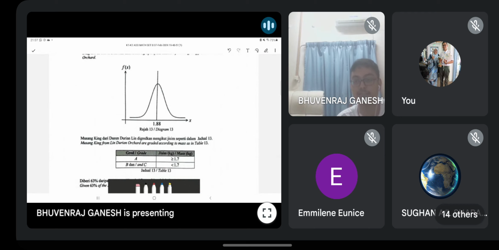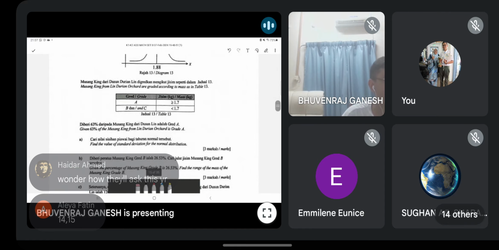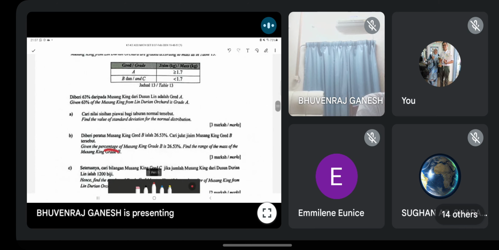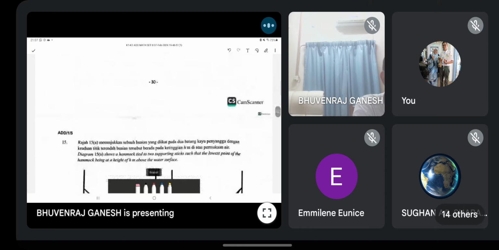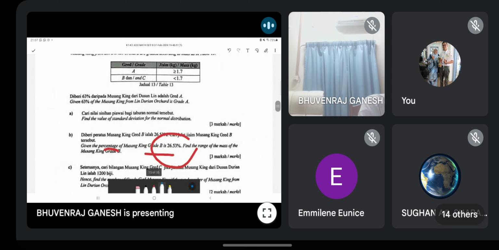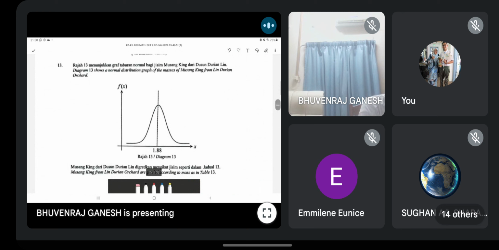Okay, I think Haida said 13B, right, just now. 13B. This one. Oh, find the range. Okay, 13B. Okay, Haida. For this one, percentage of Musang King grade B is 26.53. Wah, so many 14, 15. Oh, yang ni susah punya. Okay, never mind. So 13B. Okay, Haida, first of all, you must convert these to probability lah. Kamu kena tukar. So the probability is 0.2653.